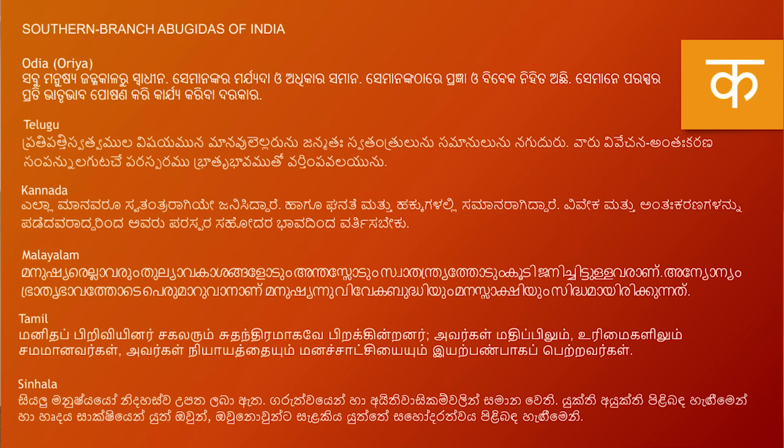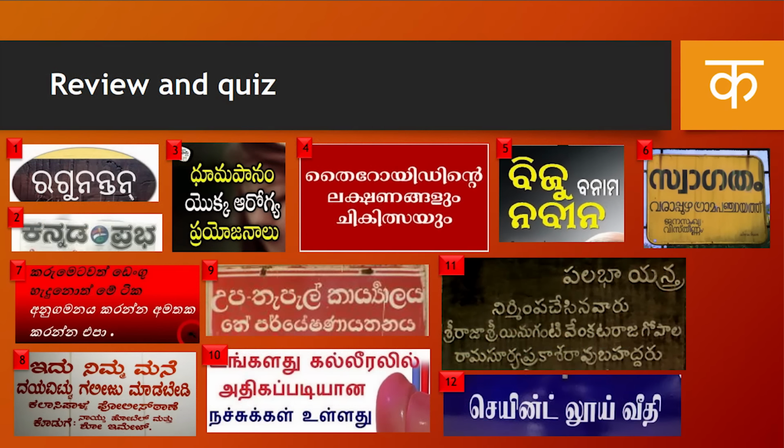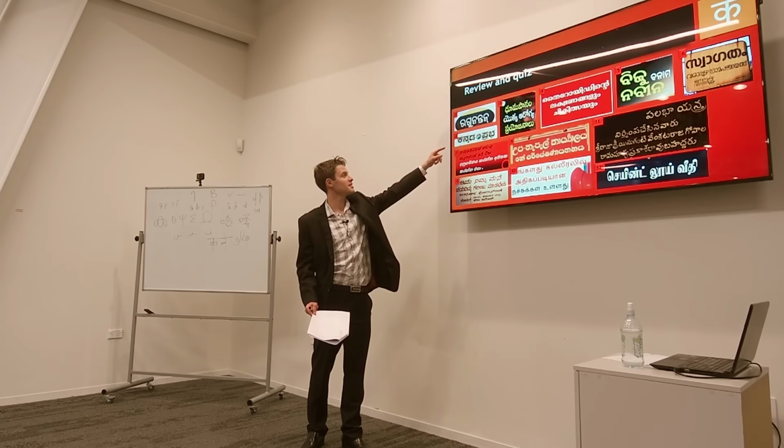Okay, so let's have a review. You can consult the examples on your handout again. Does anyone want to have a guess at identifying these 6 Abugida scripts from southern India? Number 1? Odia, yes. Why? Bald heads, yes, it's a memorable way to help you remember it. Number 2?